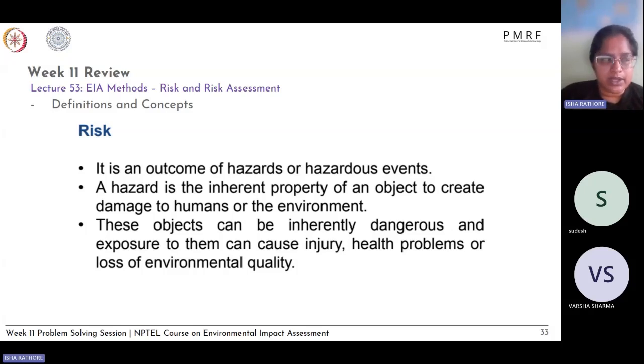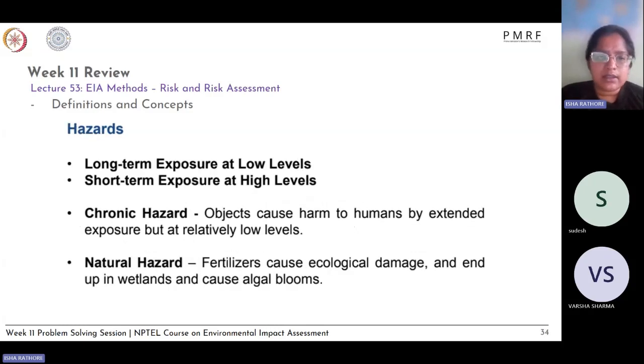So first we started looking at definitions and concepts. Risk is an outcome of hazard or hazardous events. Hazard is an inherent property of an object to create damage to humans or the environment. And these objects can be inherently dangerous, and exposure to them can cause injury, health problems, or loss of environmental quality. Hazards again can be of two types. They can be long-term exposure at low levels or short-term exposure at high levels.